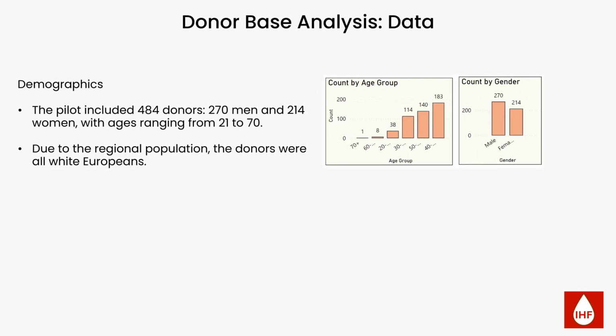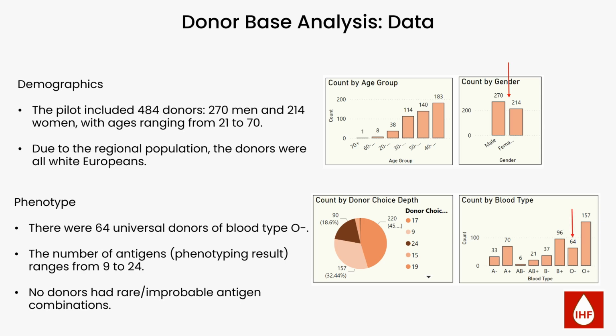Data, demographics. The pilot included 484 donors, 270 men and 214 women aged 21 to 70. Due to the regional population, the donors were all white Europeans. Phenotype. There were 64 universal donors of blood type O negative. The number of antigens, phenotyping result, ranges from 9 to 24. No donors had rare antigen combinations.